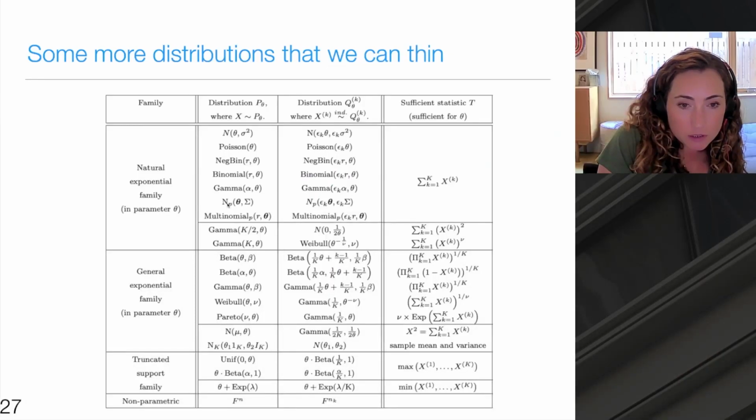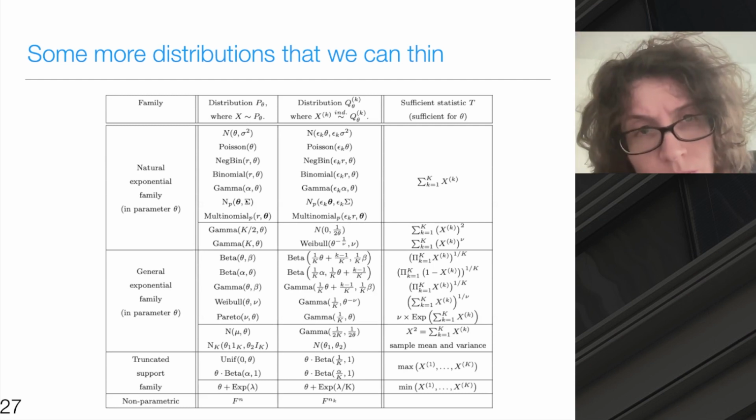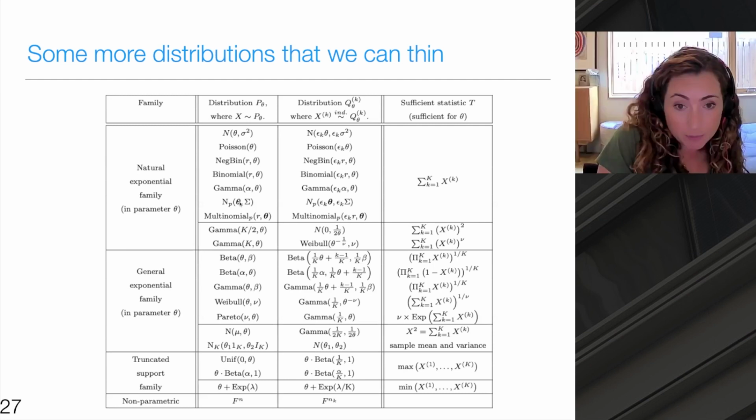Yeah, and some of it is actually in this table. Here we have a multivariate normal distribution with an arbitrary covariance, where the covariance is known and the mean is unknown, and I can thin it into multiple multivariate normals with the same mean and covariance up to a scaling. So here the covariance was known, but that has dependence.